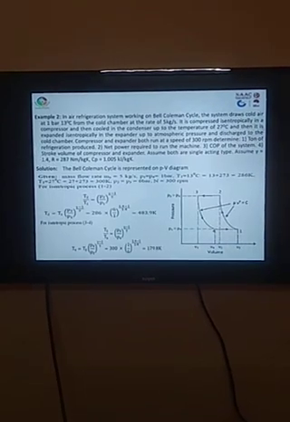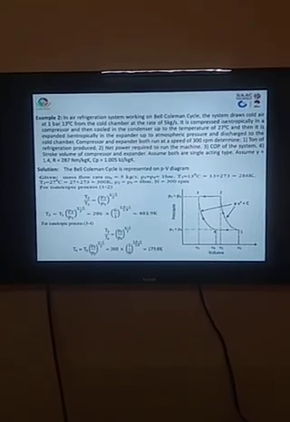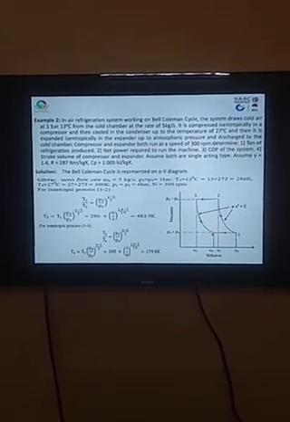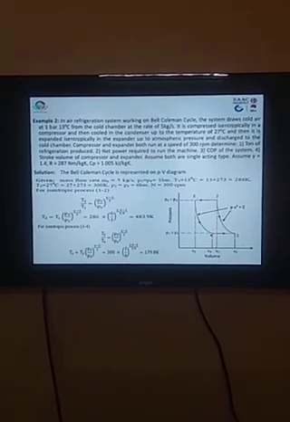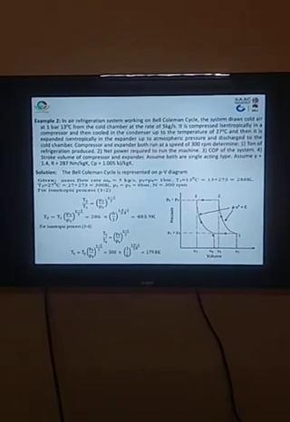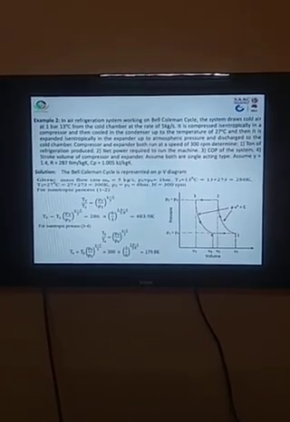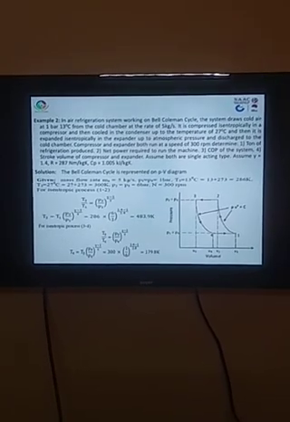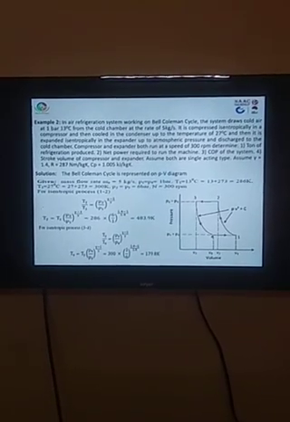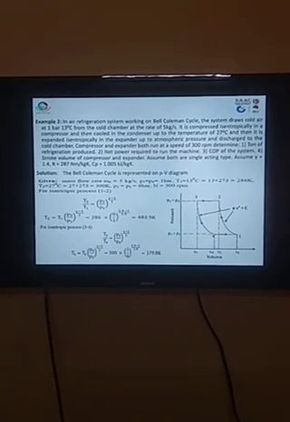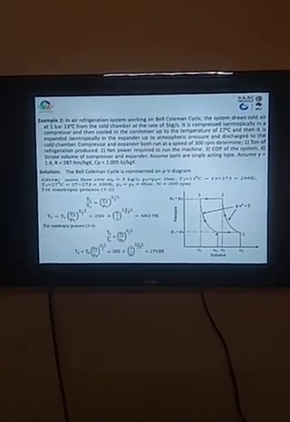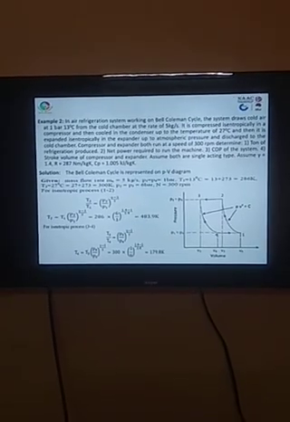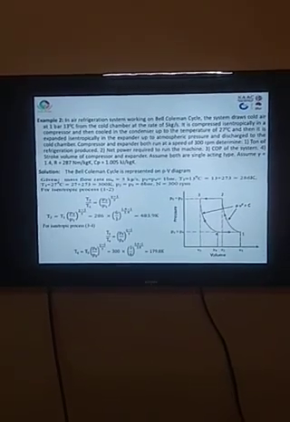Similarly, for calculating the temperature value T4, we need to use another process, that is process 3 to 4, which is an isentropic process. Hence the formula is like this: T3 divided by T4 equal to P3 divided by P4 raised to gamma minus 1 upon gamma. When you substitute all these values and rearrange the equation, the T4 value is obtained as 179.8 Kelvin.